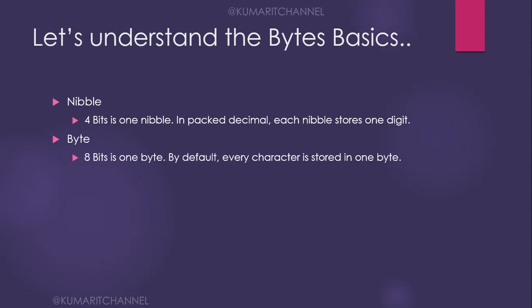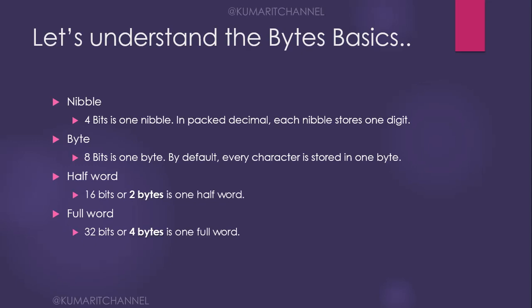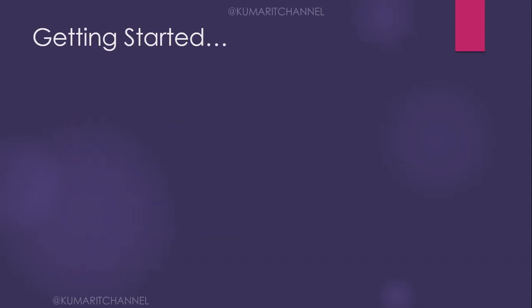Especially when you are handling characters, it's 1 byte. A byte is nothing but 8 bits. Half word is 16 bits or 2 bytes. Full word is 32 bits or 4 bytes. And a double word is 64 bits or 8 bytes. Okay, now we are getting started.